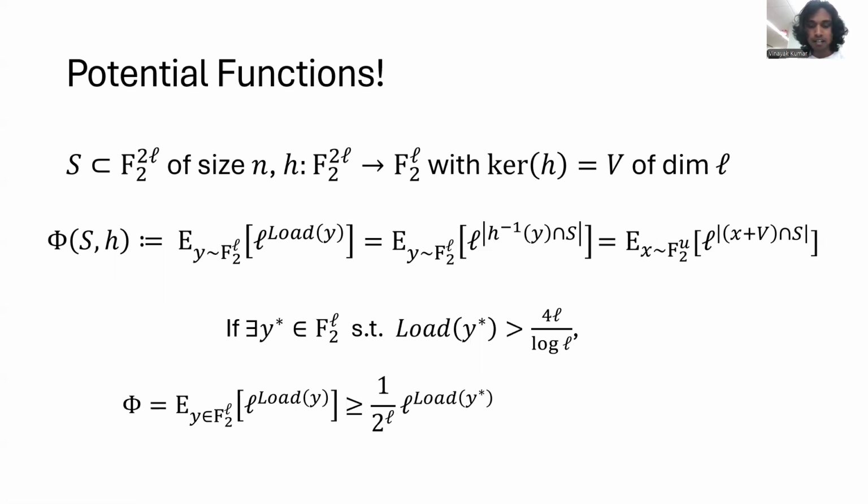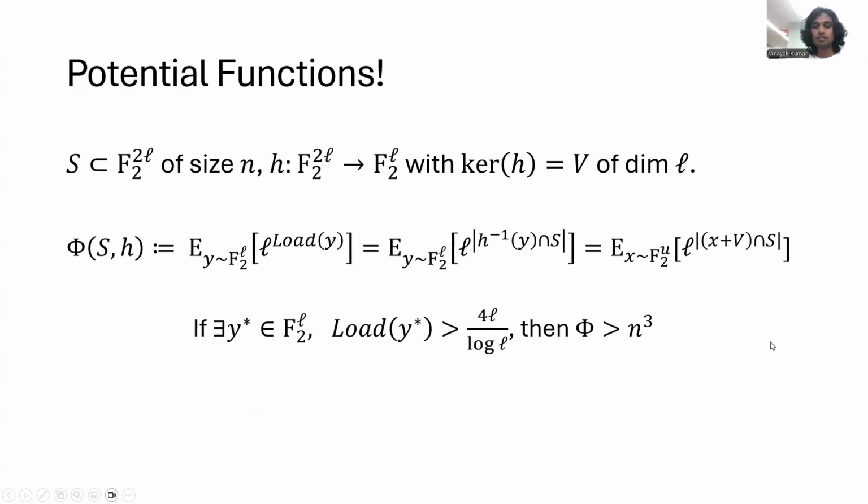Simplifying this and bounding the load by 4L over log L, we get the following. And then simplifying this, the log L's cancel, and then 2 to the L is n. We'll get n cubed. Thus, we've shown if a bin has larger than optimal max load, then the potential will be large. It'll be greater than n cubed.